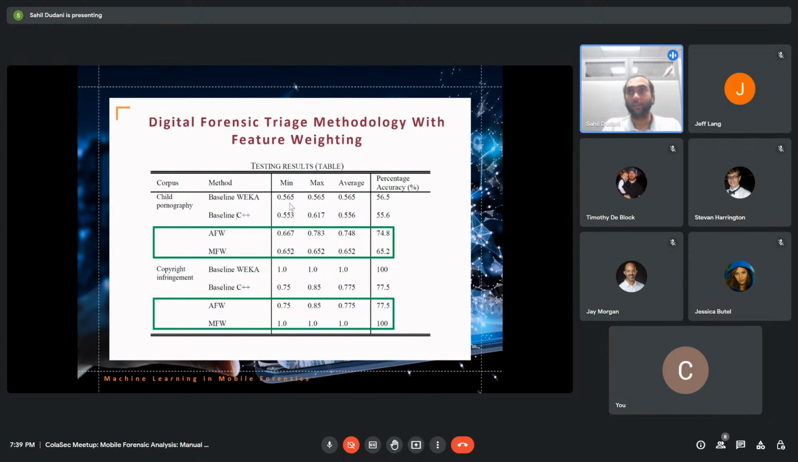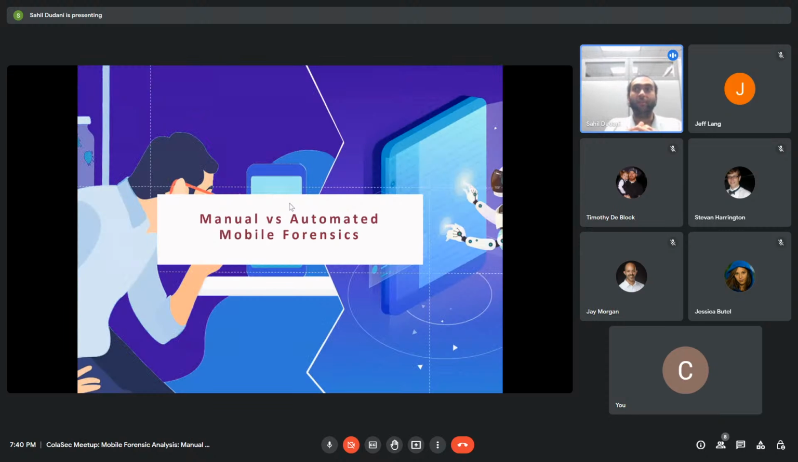So feature weighting is always better, and this is the basic overview of how people are using machine learning for mobile forensics. Based on this and mobile forensics in general, I would like to move on to my experiment, which is manual versus automated mobile forensics. Before I move on to that, are there any questions? Okay, so I'll just move on.